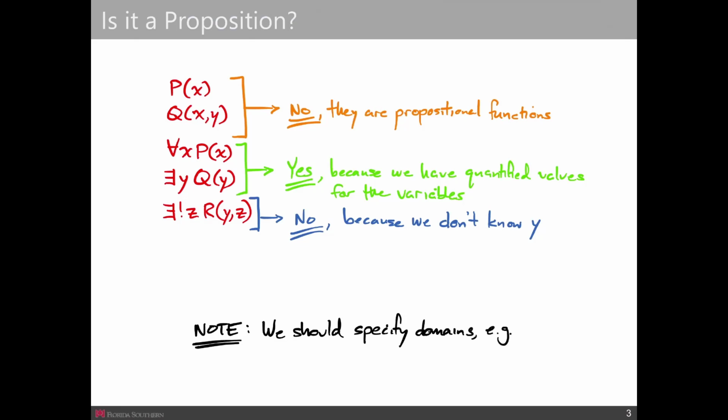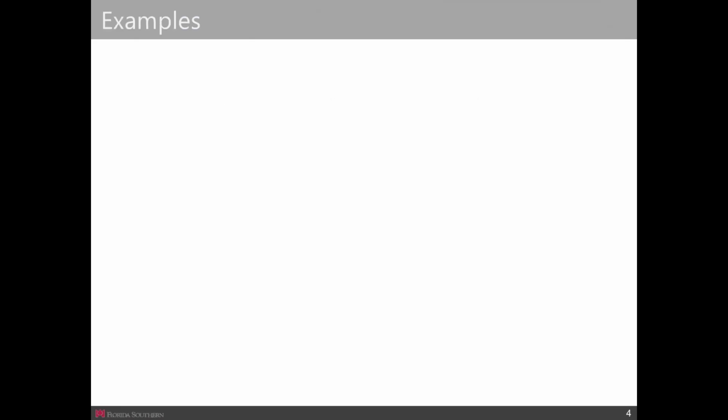So for example, u of x or u of y, u of z. We need those domains. So next I'm going to walk you through 8 examples to see how we can use quantifiers and assign truth values to statements involving quantified variables.